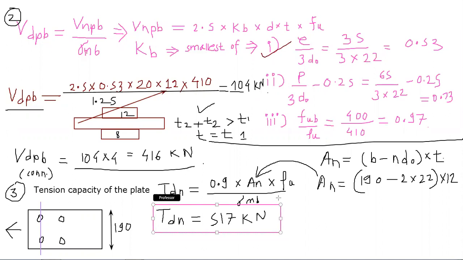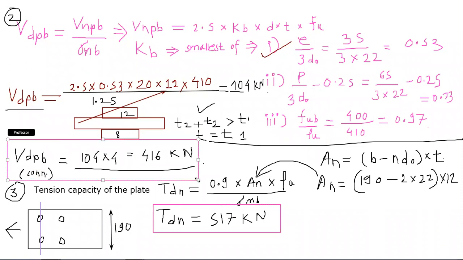Now out of these 3 values, which value will be the least value? Our first value is 362, second value is 416, third value is 517. So our first value is the least value. So that's why we will consider the first value as design strength. So we got our first answer. The first answer is for the design strength, and that design strength is 362 kilonewton.